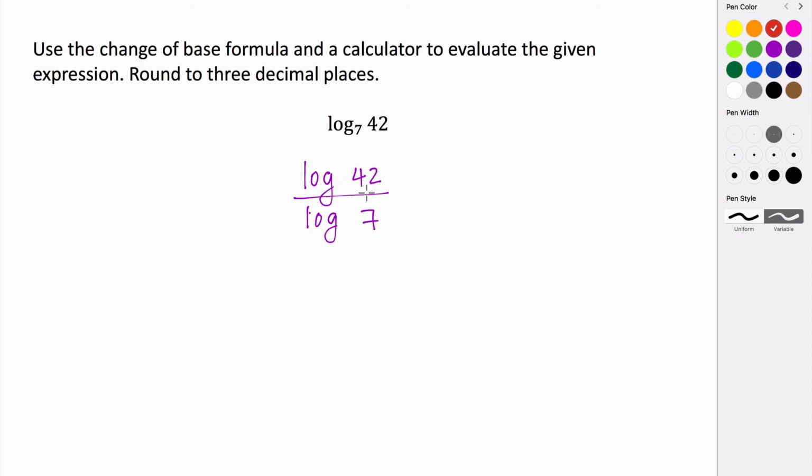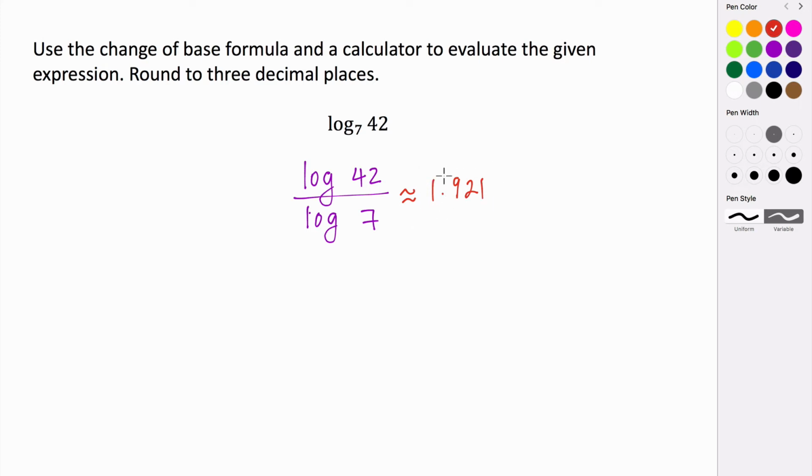And then you just take this and plug it into your calculator. When you plug it into your calculator, you end up with 1.921. And we're rounding to the thousandths, to 3 decimal places. So this would be our result.